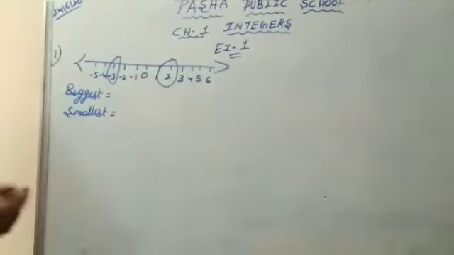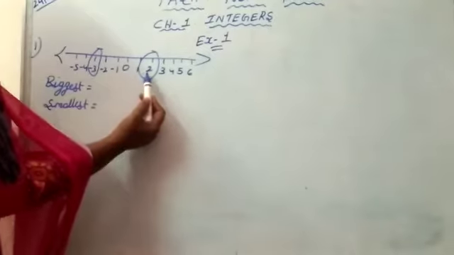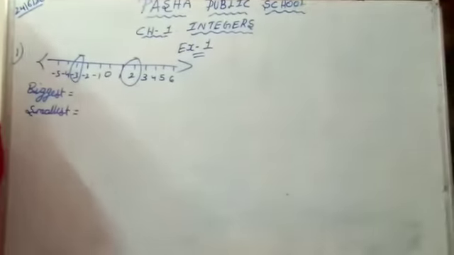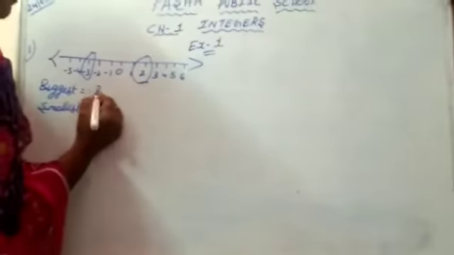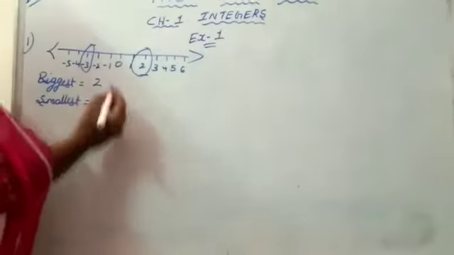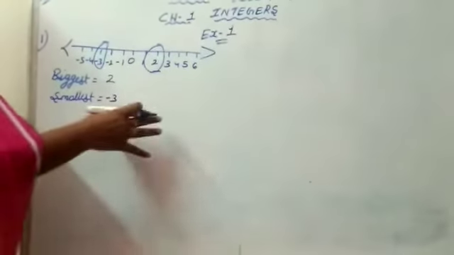What I said before in the example, when you are comparing negative and positive, what will be your biggest number? Always your positive will be the biggest number. So 2 is your biggest number. Now what is the smallest? Minus 3. This is your first solution.